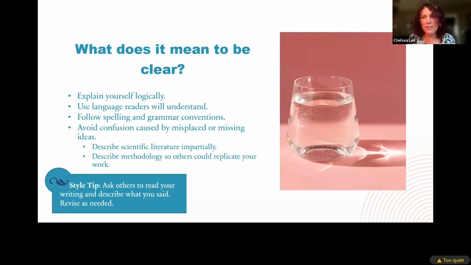A style tip for achieving clarity is to have other people read your writing and describe back to you what you said. And if they get it spot on, that's a great sign that your writing is clear. And if they're not sure or they're missing things, the points of confusion are going to indicate where you could be more clear. And if you have students who are in the process of writing, going to a writing center can be a great way to get other people to read your writing and give you this feedback. But of course, you can also pursue that more informally with your colleagues or your friends or anyone in your life who's going to want to help you with your writing.